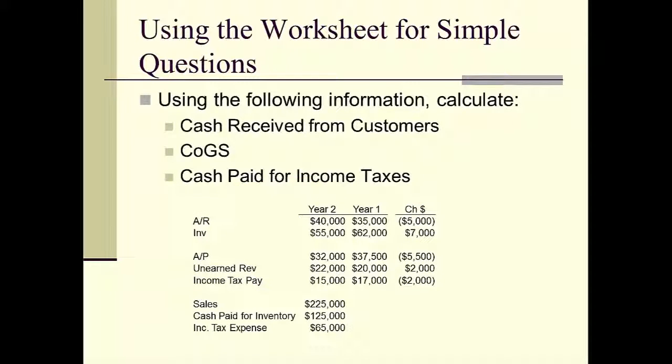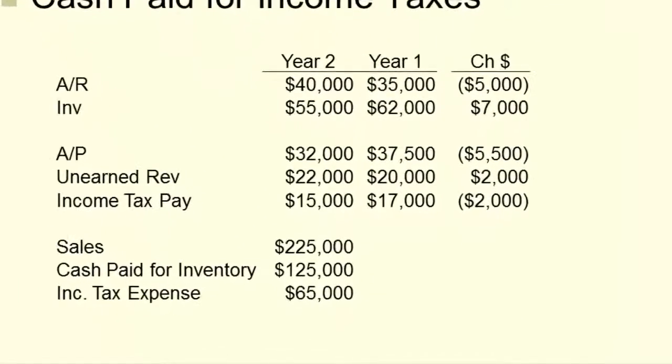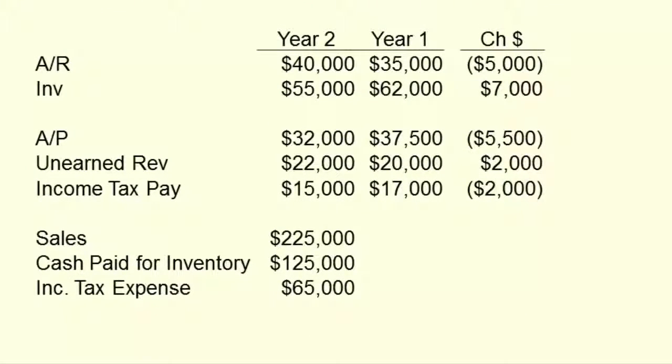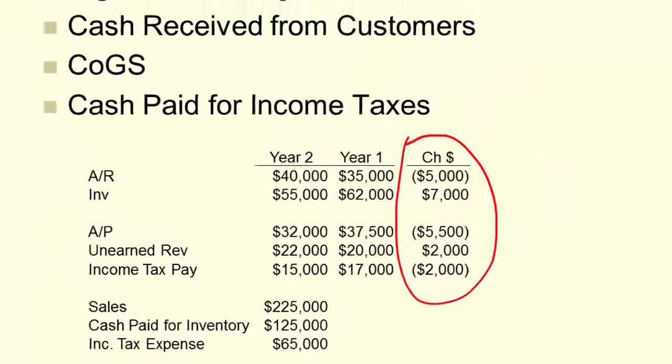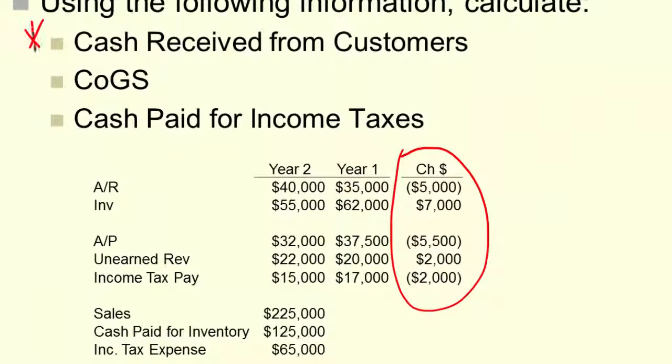But using these line items, you can get cash received from customers, cost of goods sold, and cash paid for income taxes. Normally we would start out by getting our change in accounts, but to save us a little bit of time, I've given you that information. It's right here. So that's step one, already taken care of. Step two is to set up our worksheet. So let's go ahead and do that. We're just going to worry about this first one right now.